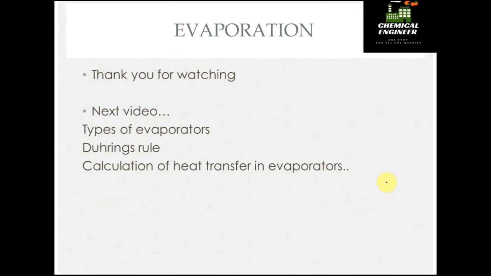In the next video we will discuss types of evaporators, then we will see Duhring's rule, or the temperature rule for evaporators. Then, in the fourth video, we will cover the calculation of heat transfer in evaporators.